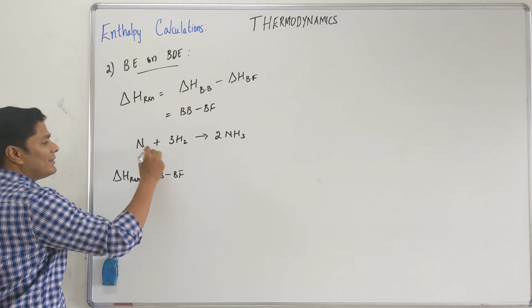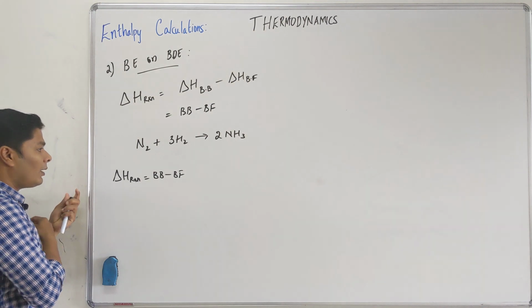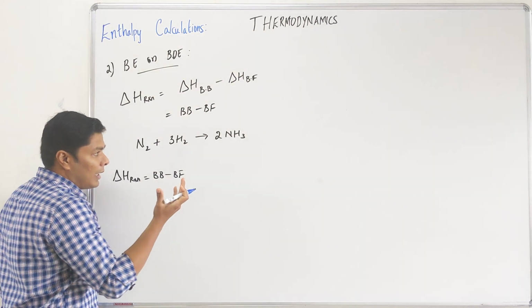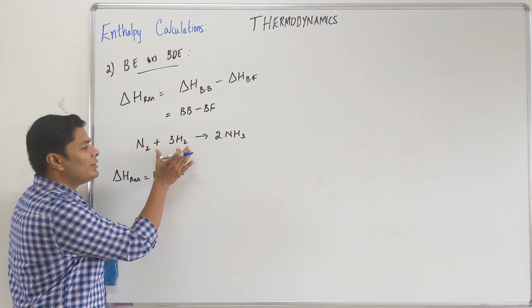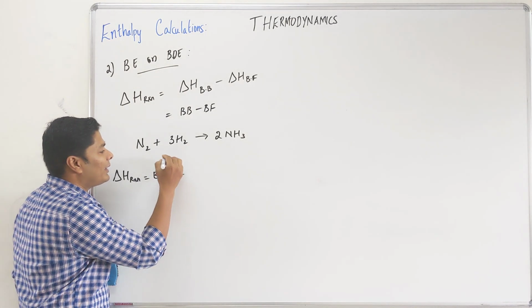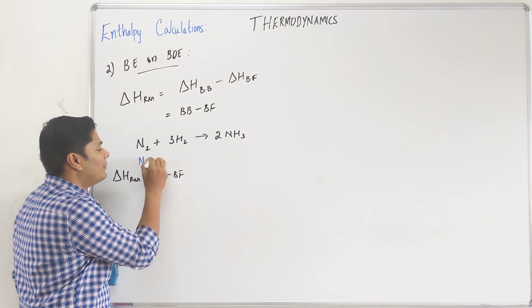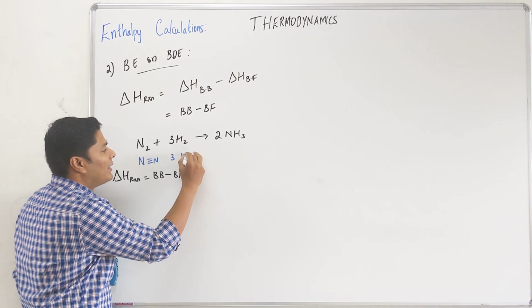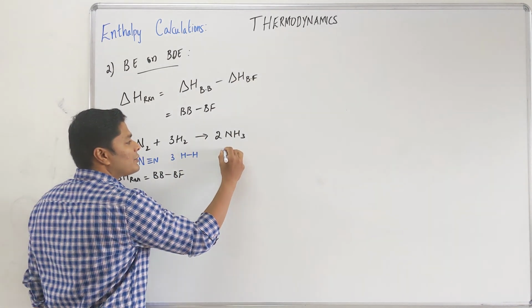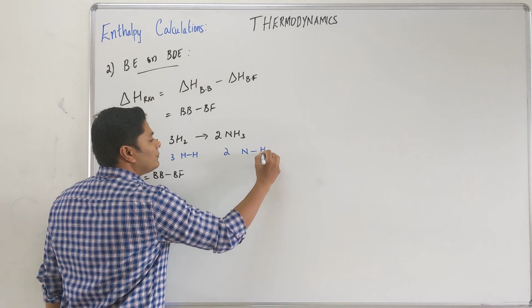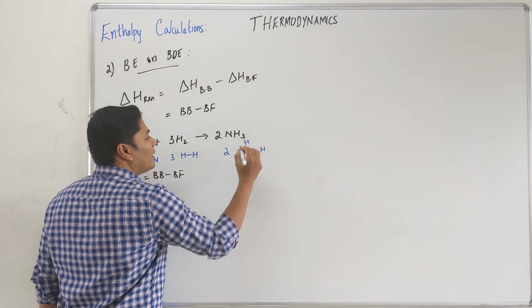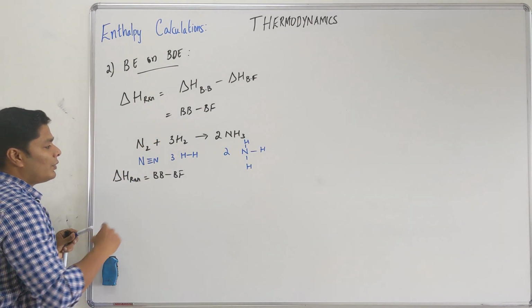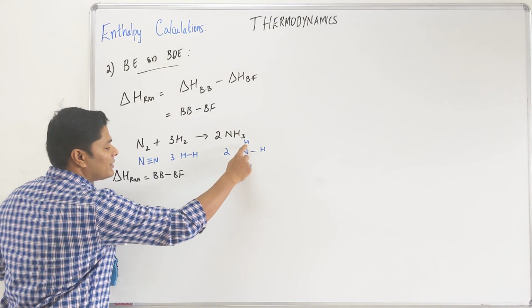Now I'm going to expand this as a formula. I would like you guys to get to a point where you can just look at it and visualize. At this point, let's write it this way. This is N triple bond N. This is 3 times hydrogen single bond hydrogen. This is 2 times nitrogen, hydrogen, hydrogen, hydrogen. So now you are going to break these bonds, you are going to form these bonds.